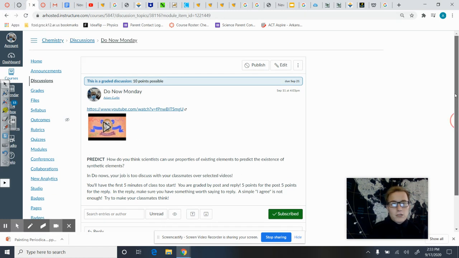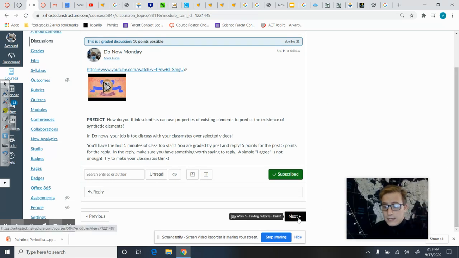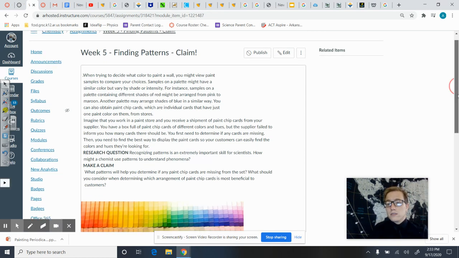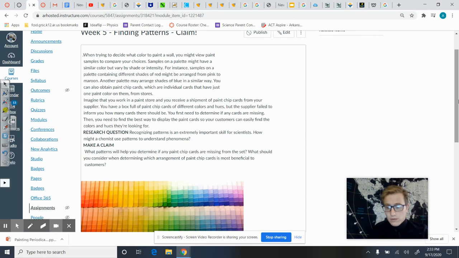So that would be the first part of today. And the great thing about doing all of these is the kid can just hit next and they move on to the next assignment. So here's the I do. You talk to them about this. You say, when trying to decide what color to paint a wall, you might view paint samples to compare your choices. Samples on a palette might have similar color, but vary by shade or intensity, and so on. And then you ask them the question.